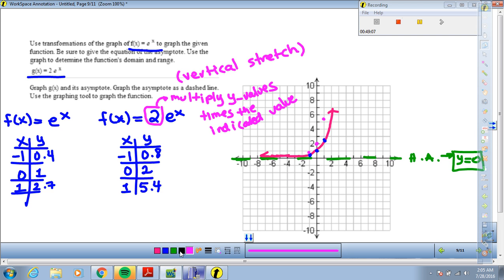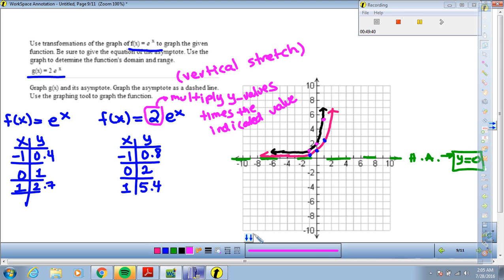So when we do our graph, I should probably make it in black. Our graph is going to pass through this point in the following way, forming this curve. It almost seems to be the same thing as the other one, but due to that multiplication times 2 of all the y's, it's a little bit higher. That's all it is.